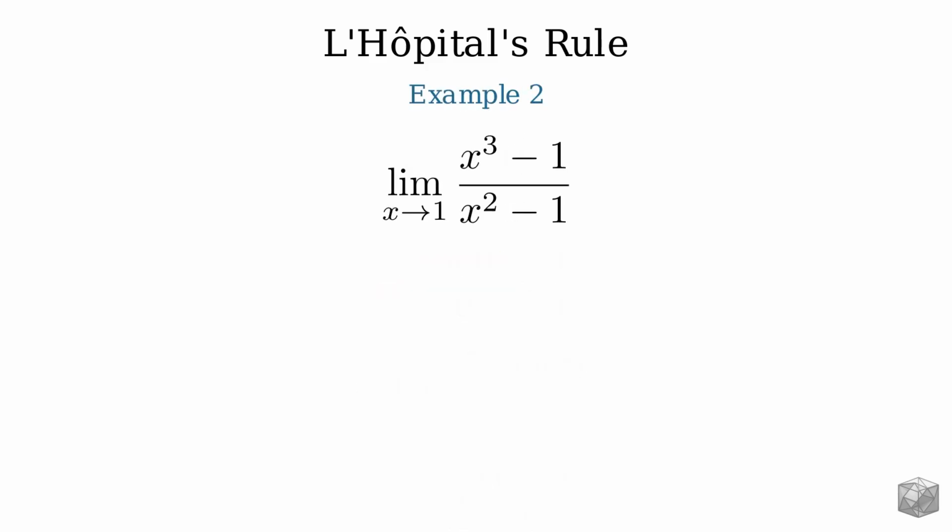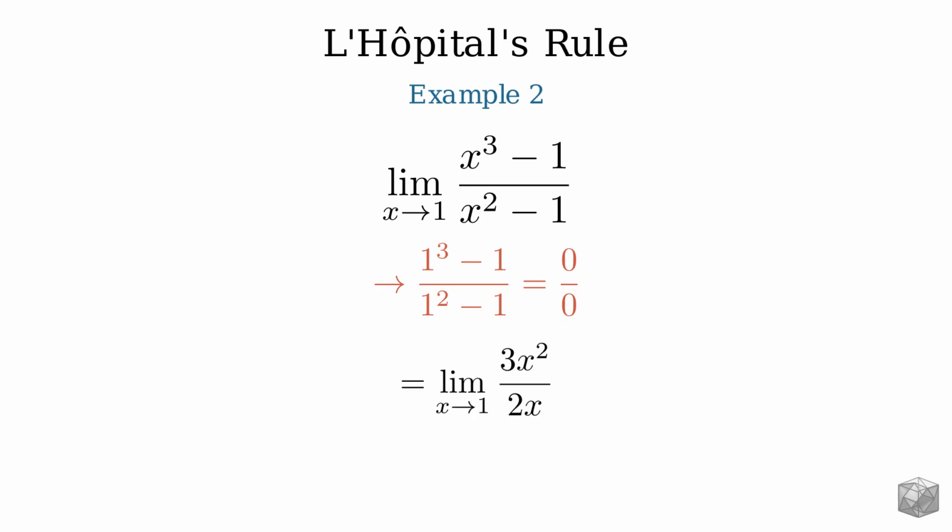This also works for the limit as x approaches 1 of x cubed minus 1 over x squared minus 1. Taking derivatives gives 3x squared over 2x, which simplifies to 3/2.